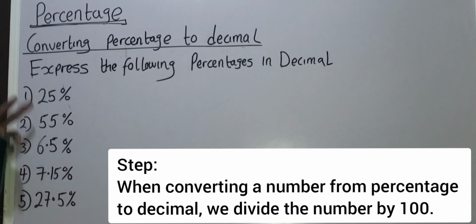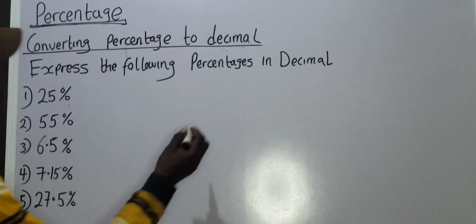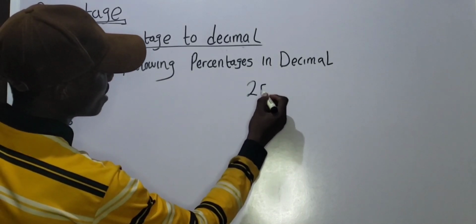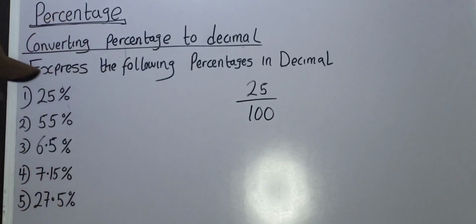All these numbers are in percentage. We have 25%, 55%, 6.5%, 7.15%, 27.5%. We are told to express all of them in decimal. So let's start with the first question. 25% in decimal. That will be 25 all over 100. Now you can do this without using your calculator.